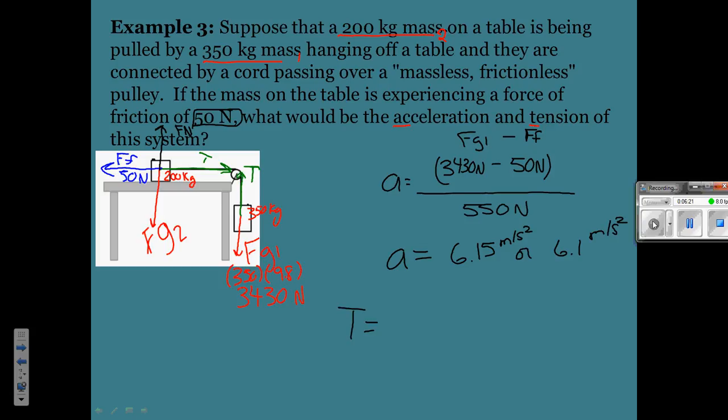Now I have to find my tension. Remember, my tension is my Fg1, which is 3,430 newtons, minus my M1, which is 350 kilograms, times the acceleration that we just calculated.